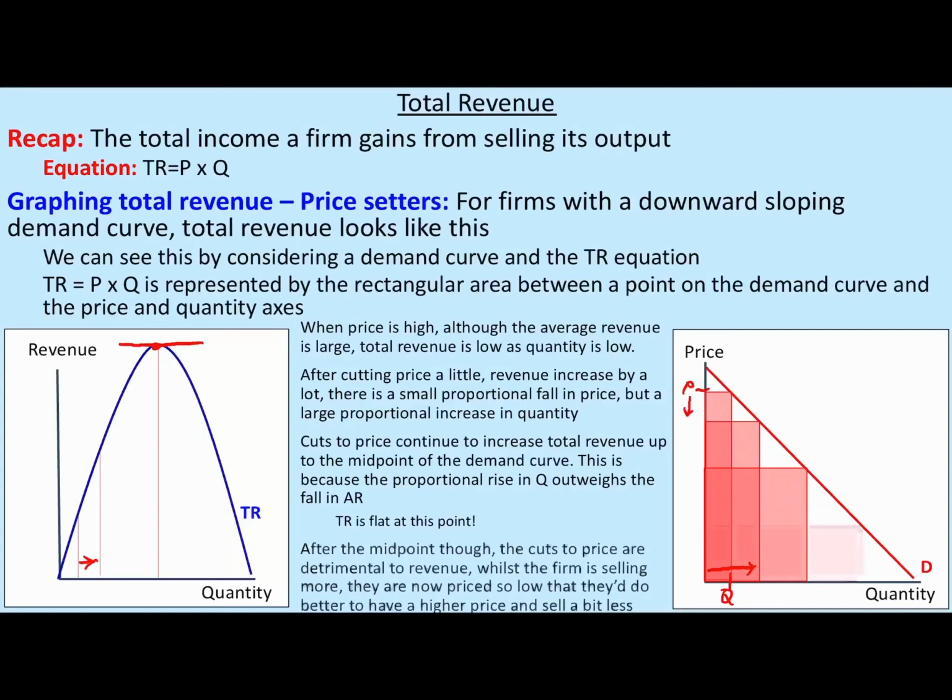After the midpoint though on our demand curve, the cuts to price are detrimental to revenue. Whilst the firm is still selling more, Q has continued to increase, the proportional fall in price outweighs the gain in output, and the firm would have actually generated more revenue to have a higher price and sell a slightly lower quantity.